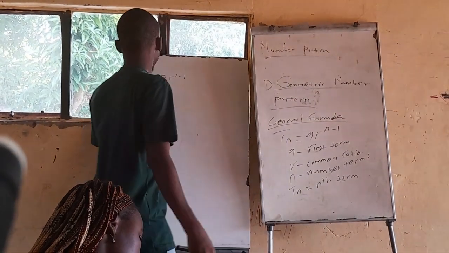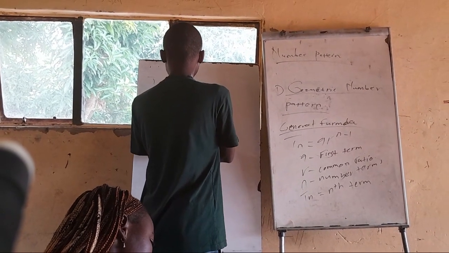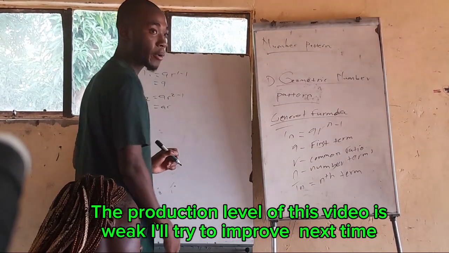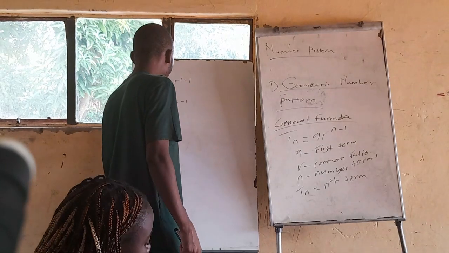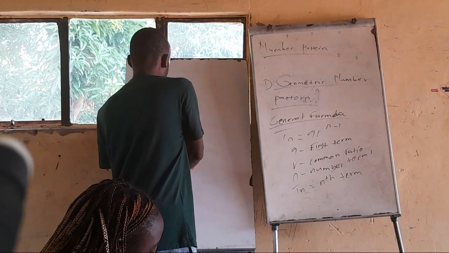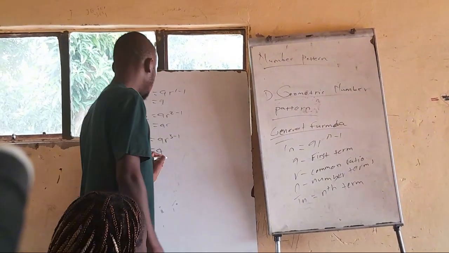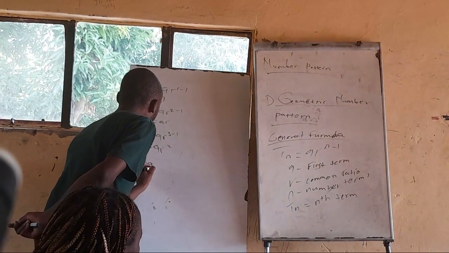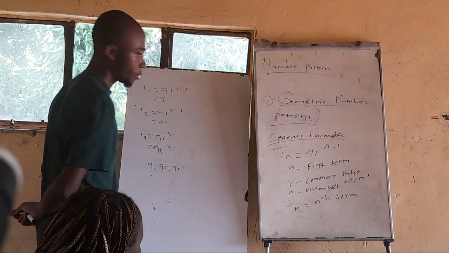So A, right? T2 equals A r to the power 2 minus 1, which is A r. Remember, that determines term number 2. T3 is A times r to the power 3 minus 1, 3 minus 1 is 2. Now, your number pattern is A, A r, A r squared.